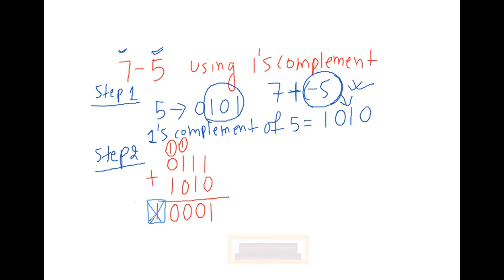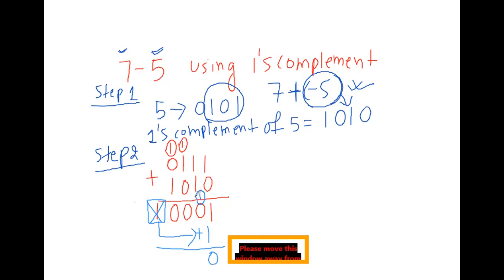What you have to do is add this one with the LSB. This is the rule. You have to remember these steps. You have to neglect the carry and add it to the LSB. Just do the addition again. 1 plus 1 is equal to 0 with carry 1, then 1, then 0, then 0. Now this is my answer.